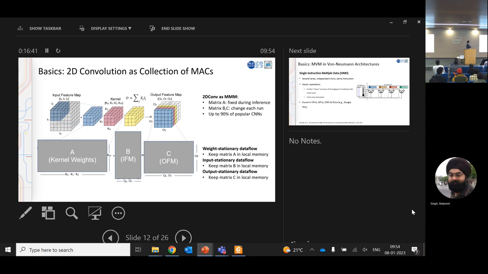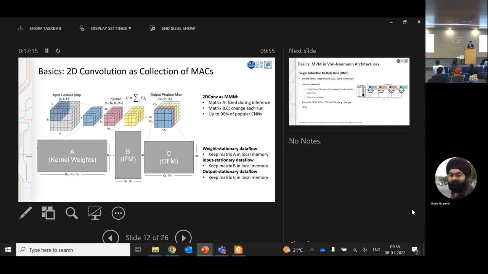And then you have different data flows for this. The most popular are weight stationary, input stationary, and output stationary data flows. So the question here is, which of these matrices is kept in your lowest level of the memory hierarchy, closest to your multiply accumulate operation units? If you, for instance, keep your matrix A stationary in the lowest level of your cache hierarchy, this is what you call a weight stationary data flow, because your weights are mainly kept stationary inside your system.